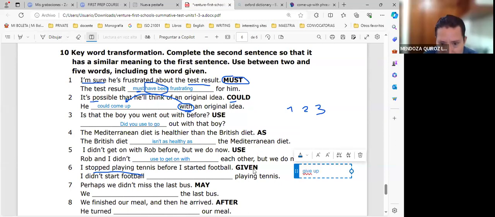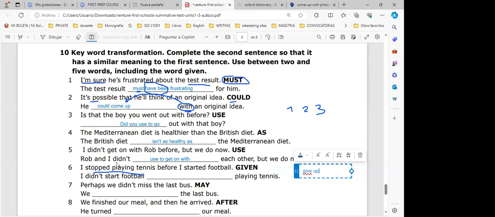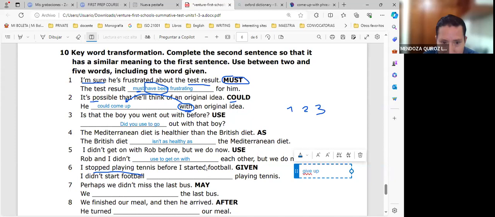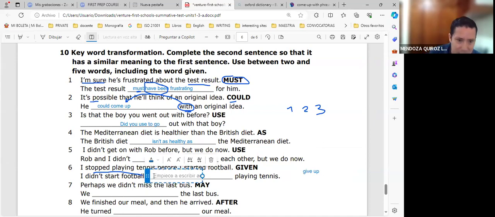If they give you the participle given, it's because you're going to use the present perfect or the past perfect here, no? And I think it's a past perfect because you used before. So both activities are in the past, but one is before the other, so it's past perfect. First you stop playing tennis, so here it's going to be until. I didn't start football until I had given up.